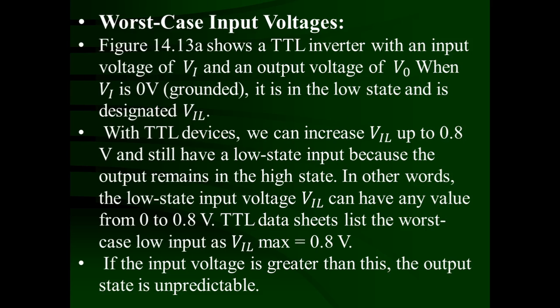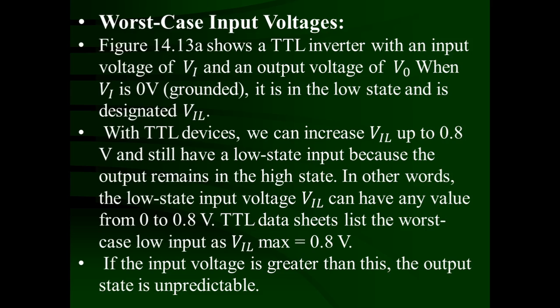Now, we will be talking about the worst case input voltage. Ideally, input can be connected low or high. Low corresponds to binary 0 and high corresponds to binary 1. Low stands for low voltage, that is 0 volt, and high stands for plus 5 volt. But in TTL, when the input is taken from other logic circuits, the input voltage may be different.